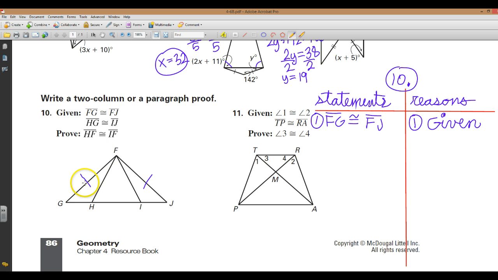Based on the fact that these two sides are congruent, then the angles opposite them have to be congruent. So opposite from this side would be angle G, and opposite from this side would be angle J. And that's by the isosceles triangle theorem.